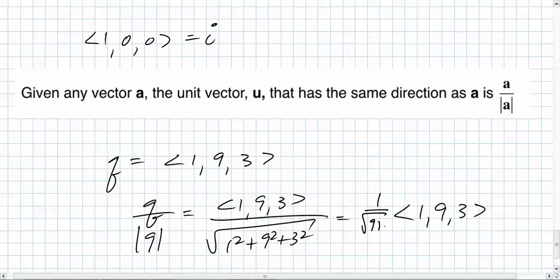The only thing that's different is the constant out front. If they are linear combinations of each other, how do you get from here to here? You multiply by 1 over square root of 91. They are therefore parallel, but what's the magnitude of this one? 1. Because what's the magnitude right here? Oh, it's square root of 91. What's the square root of 91 over the square root of 91? 1. So that right there would be the unit vector parallel to q.